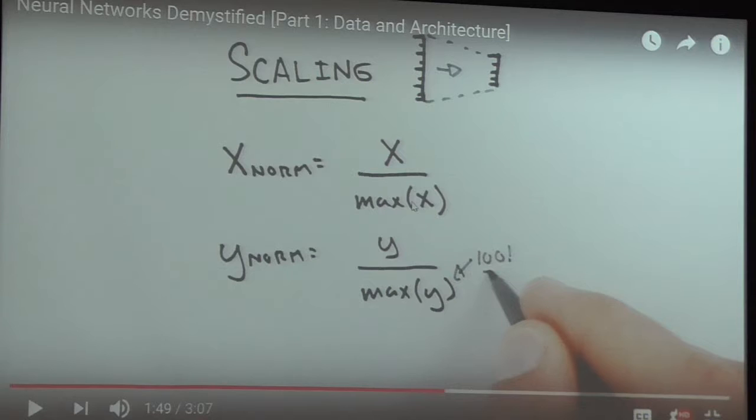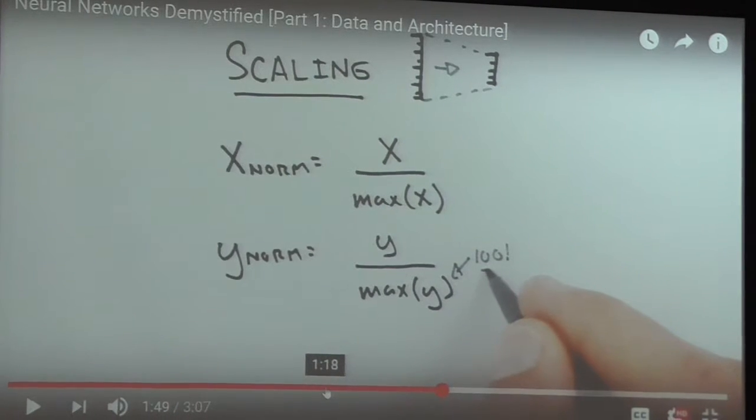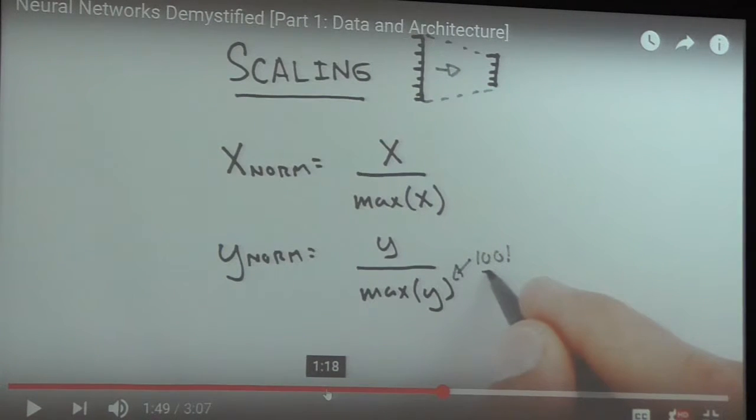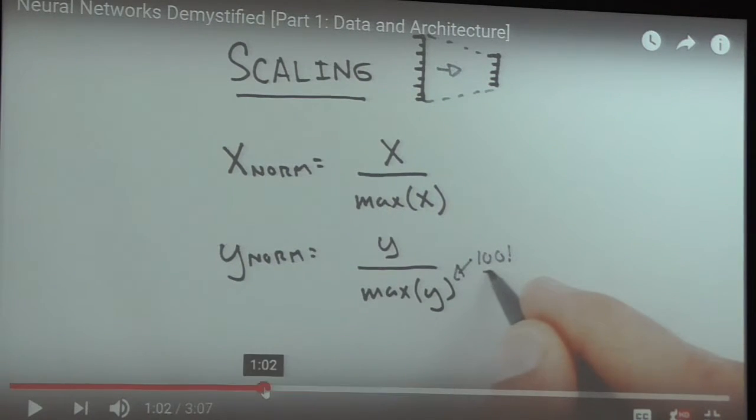So he uses this scaling. So what does this do? Let's say, what were those numbers that we had before? Let's take the hours that you study. So what were they?